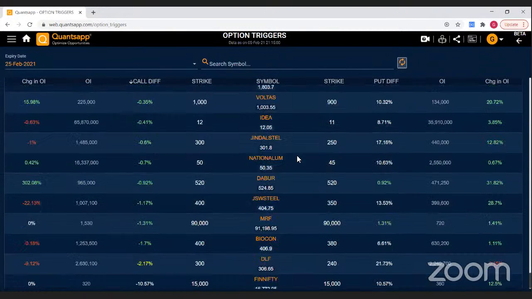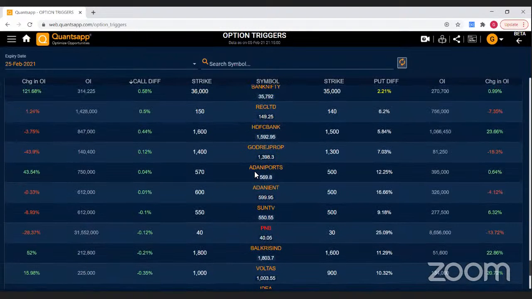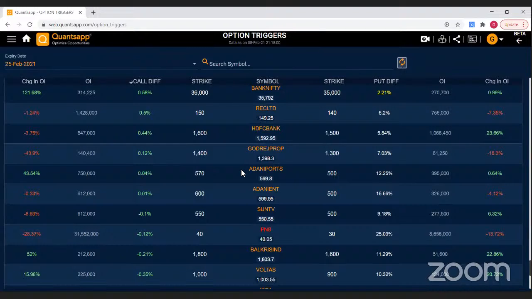Now I'm going to take you to Adani, PNB, Godrej Properties or Adani Ports. Now this is very interesting. Bank Nifty is also there. Adani Ports is one symbol which is trading at 569.8. The future price is 569.8, and you can see the highest call strike is at the 570 level. Almost the same, just a 20 paisa difference. It's almost the same.